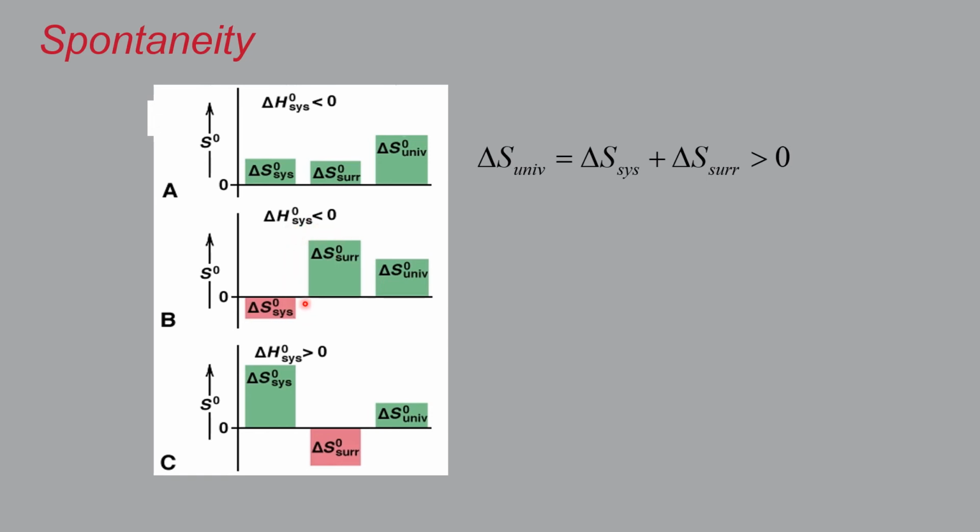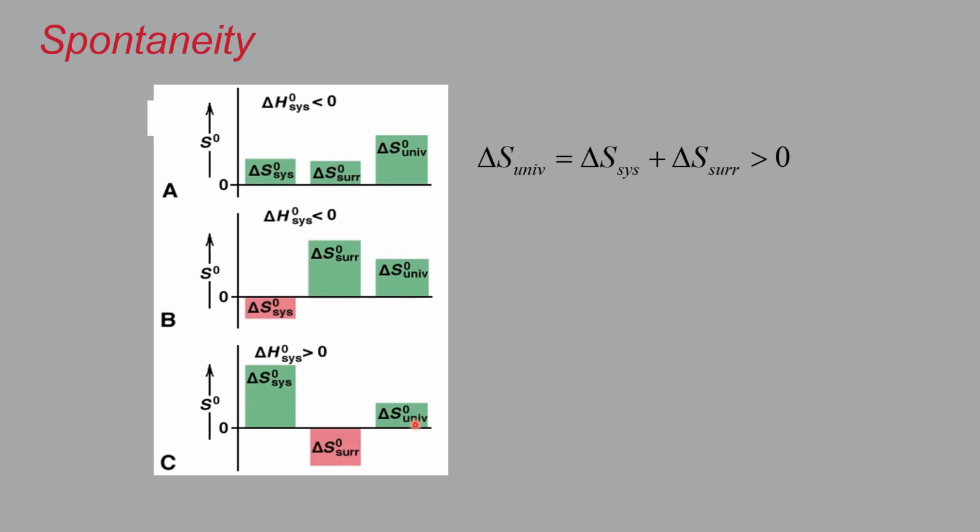Now, you could have a process like this where the change in entropy of the system is negative. So this would be the sodium and chlorine making sodium chloride. But by giving off heat, it creates disorder in the surroundings. And as long as the disorder change in the surroundings is larger in magnitude than the disorder change in the system, the overall disorder change of the universe is a positive quantity. You've got spontaneity.